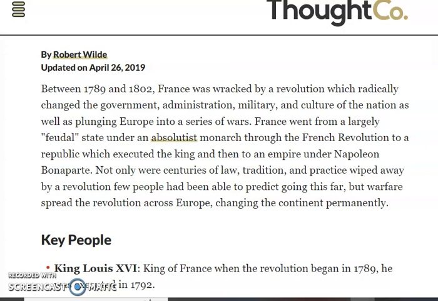Not only were centuries of law, tradition, and practice wiped away by a revolution few people had been able to predict going this far, but warfare spread the revolution across Europe, changing the continent permanently.